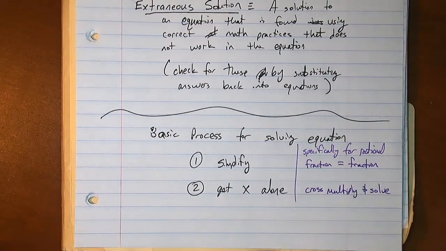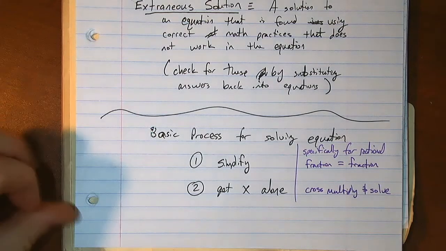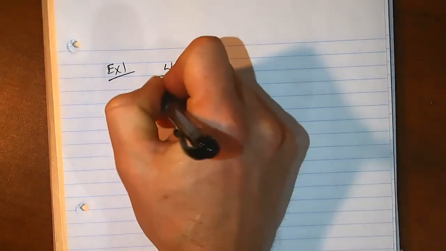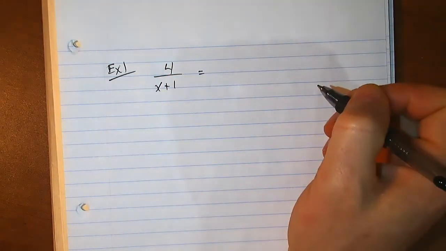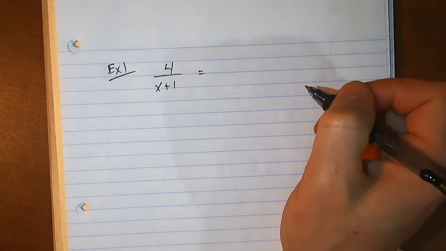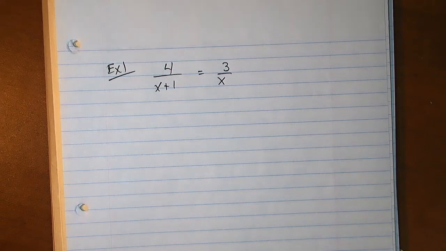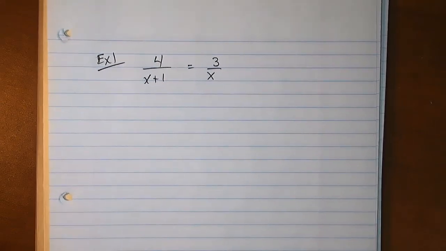So those are our 2 main steps. Okay, now we're going to break this down into a couple finer details, but those are our 2 main steps. That's the basic process that we're going to have to these. All right, so with that all said as background, let's take a look at an example. So here's example number 1. And for example number 1, we're going to solve 4 divided by x plus 1 equal to 3 over x. Okay. 4 divided by x plus 1 equal to 3 over x.